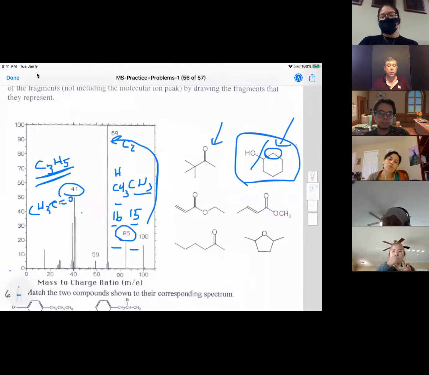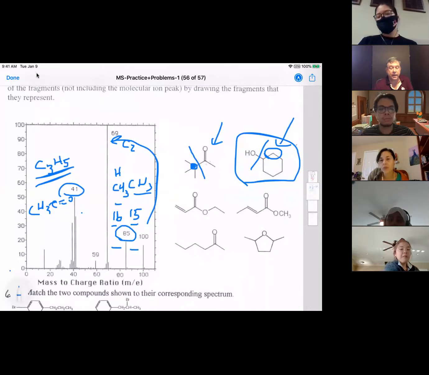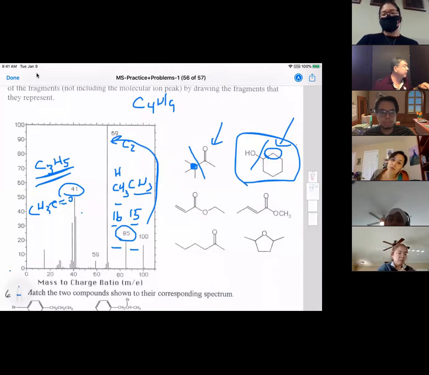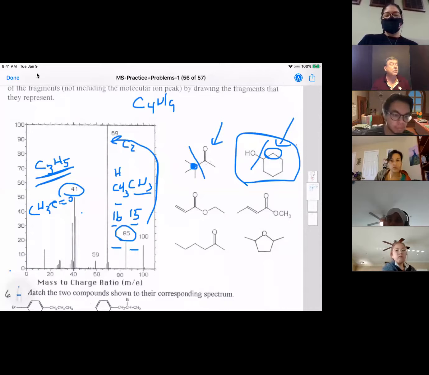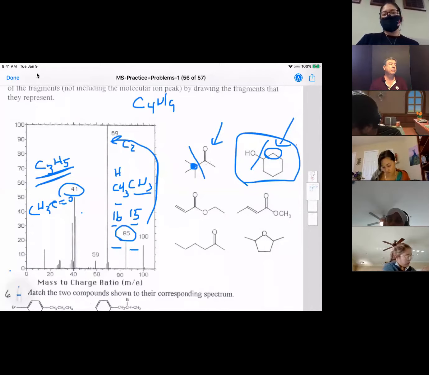Okay, so when we think about this one, we expect it to fragment by doing this right here as our major fragmentation, because we're looking for a very stable carbocation right here. So we should have a C4H9 as a major fragment, which would be one of our major fragments at 57. We don't see a major peak at 57. Okay, see why I want that peak at 57 to be there? Because this is going to be a major fragmentation.